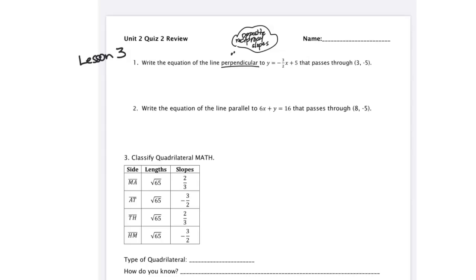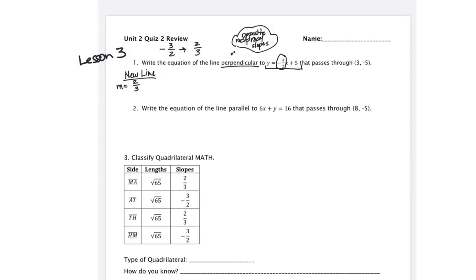So if we look at our original equation, y equals negative 3 over 2x plus 5, our slope here is a negative 3 over 2. So for our new line, because our key word is perpendicular, our new line should have a slope that's the opposite reciprocal of negative 3 over 2. So instead of negative 3 over 2, it becomes a positive 2 over 3. So our new line has a slope of 2 over 3.